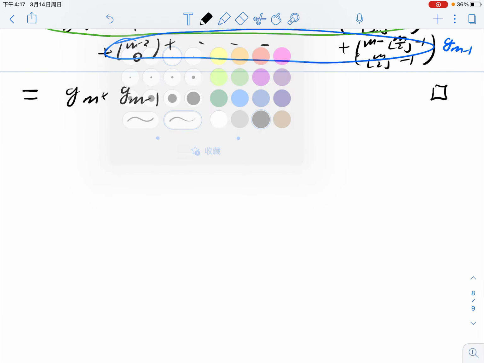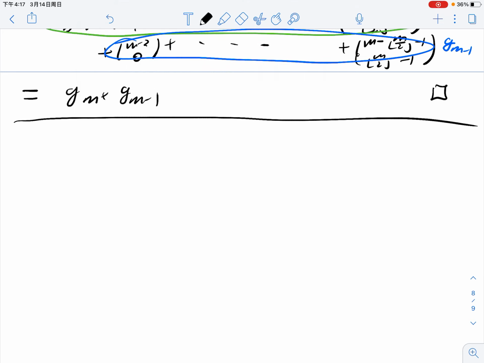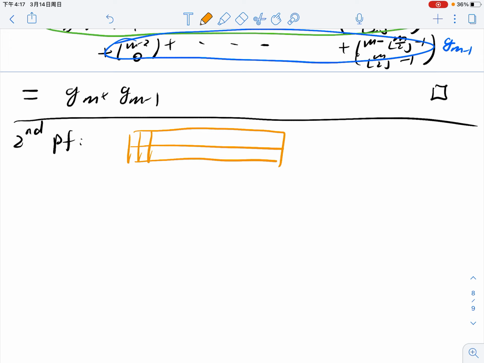Okay, now I would like to show you a second proof, which has a more combinatorial flavor. By example 1 we showed before, we transform the Fibonacci sequence into the perfect covering problem. So we consider the perfect covering.